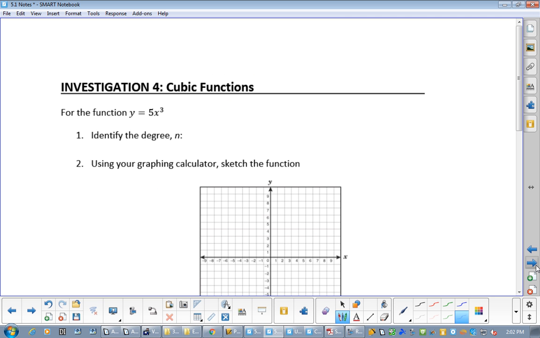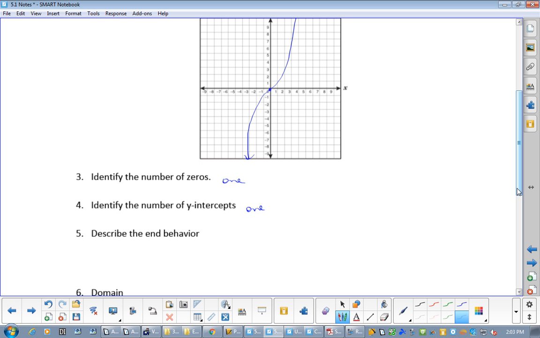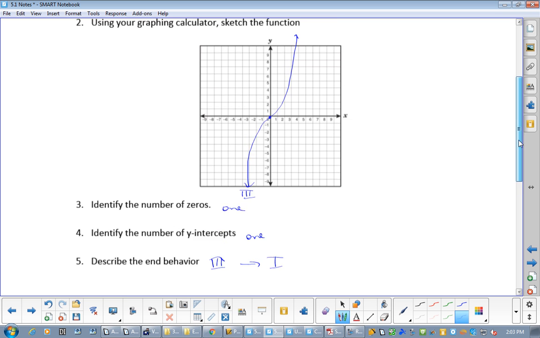Okay, cubic functions. 5x to the 3, what's the degree? Okay, now we're going to sketch. This one goes right through here, and it goes like this. It goes like that. Number of zeros. How many? 1. Number of y-intercepts. 1. Okay, describe the end behavior. It starts where? 3, and it's going to 1. Because here's 3, and here's 1.